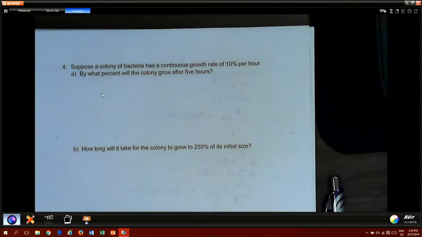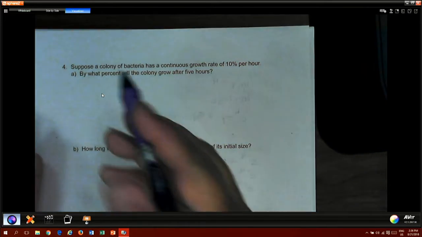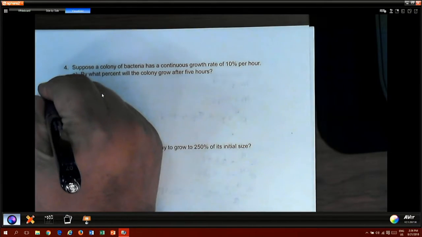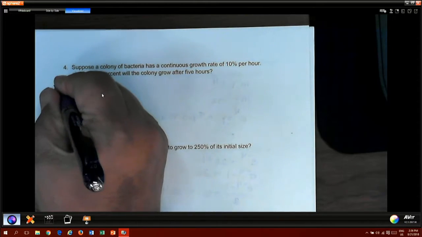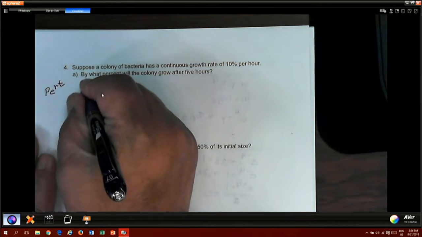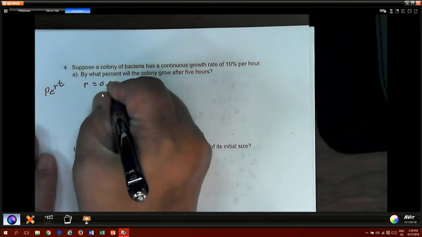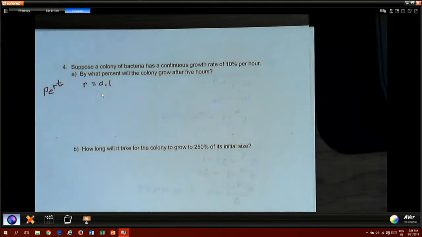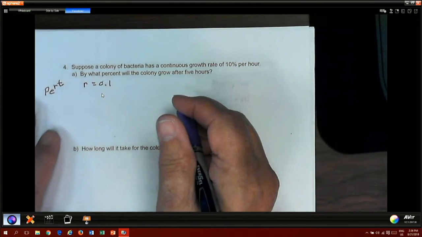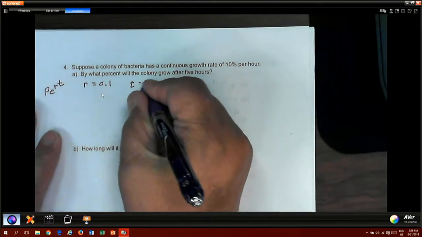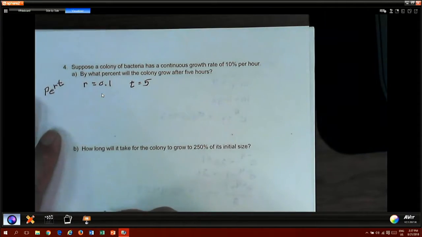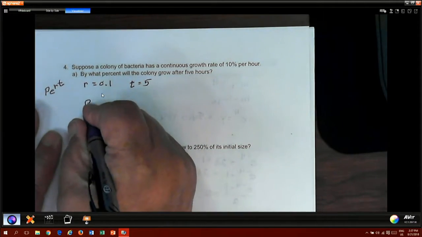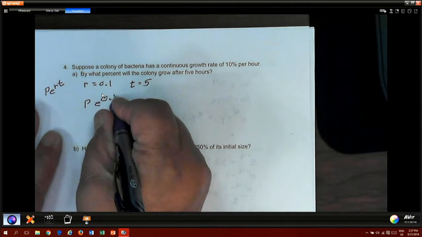Okay, so suppose a colony of bacteria has a continuous growth rate of 10% per hour. By what percent will the colony grow after 5 hours? Well, we use P e to the rt. r equals 0.1 because that's 10%. t equals 5 because we have 5 hours. So we have P e to the 0.5.